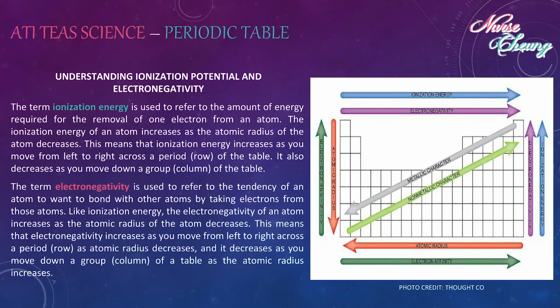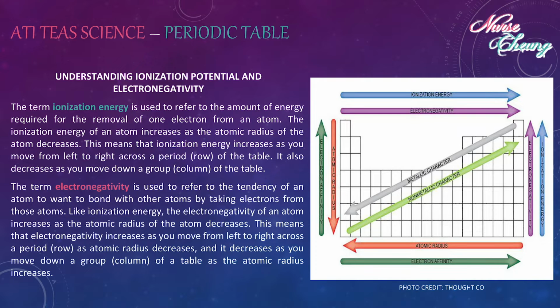The term ionization energy is used to refer to the amount of energy required for the removal of one electron from the atom. The ionization energy of an atom increases as the atomic radius of the atom decreases. This means the ionization energy increases as you move from left to right across the period or row of the table. It also decreases as you move down a group or column of the table.